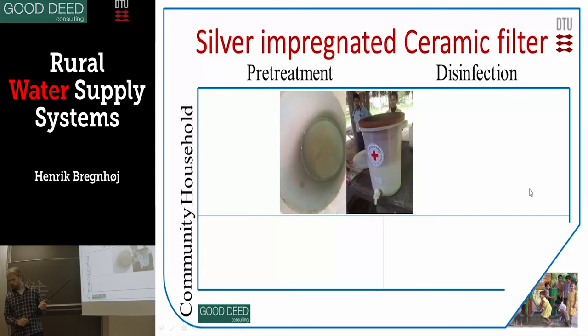I would say with most of these treatment methods, I may not be able to mention it every time, you treat only water for drinking and cooking. Because the water runs slowly through this, a very small hole, so you produce small amounts, and usually you don't produce for washing yourself or washing utensils. You only produce the water you need for drinking and cooking.